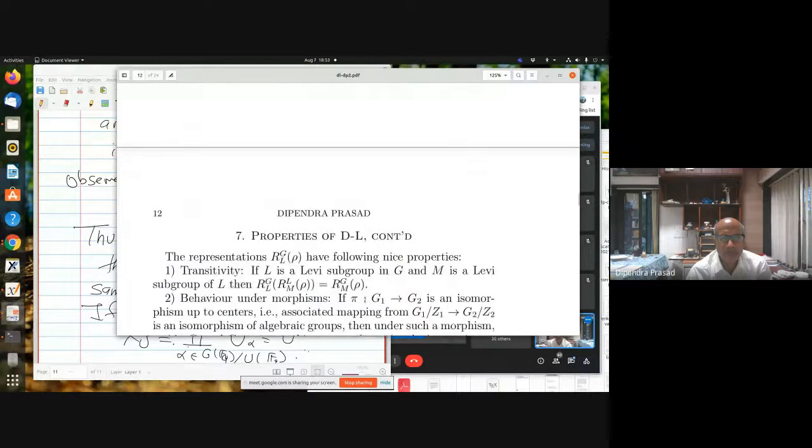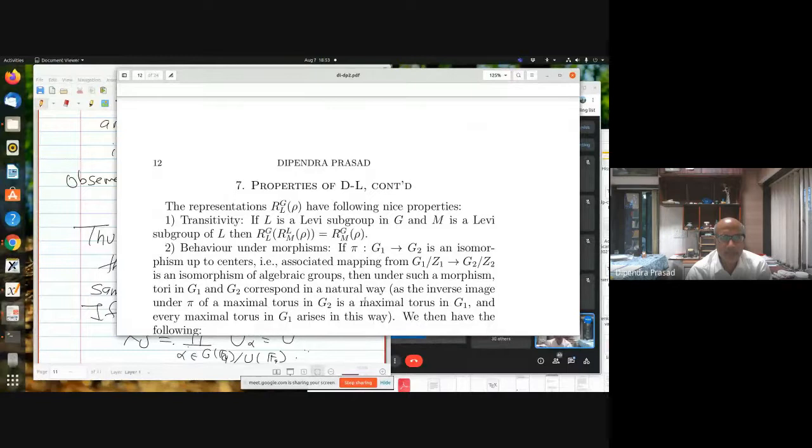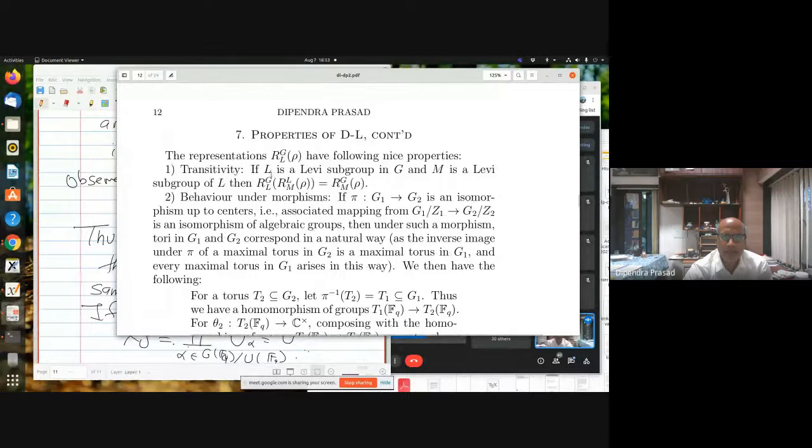Okay, so properties of the Deligne-Lusztig variety: induction. If L is a Levi subgroup in G and M is a Levi subgroup of L, then you can do induction from M to L and L to G, that will be M to G. So these things will come kind of for free. There are certain things which come almost for free.